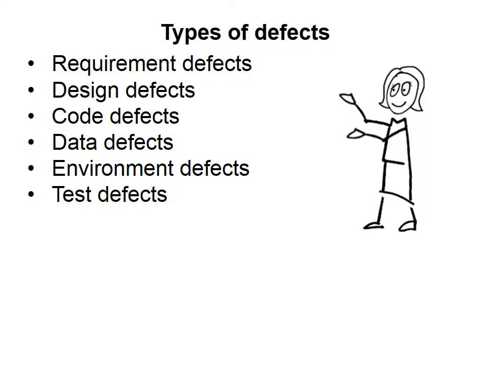What are some of the types of defects that can be found? There could be requirement defects, design defects, code defects, data defects, environment defects, and test defects. Let's take a look at each of these defect types.